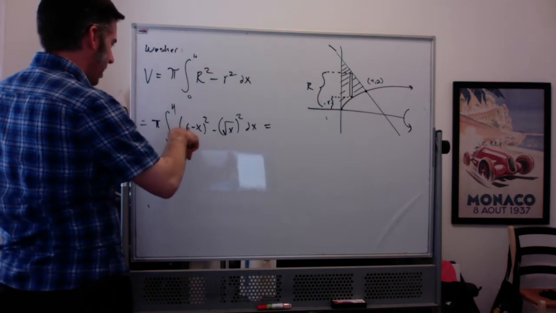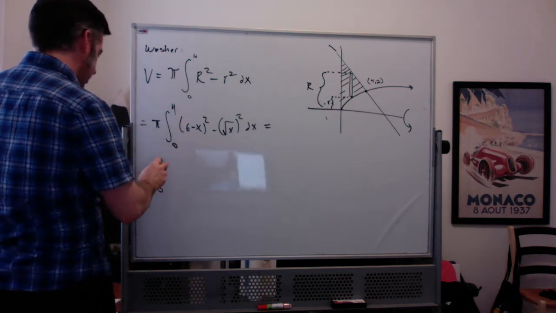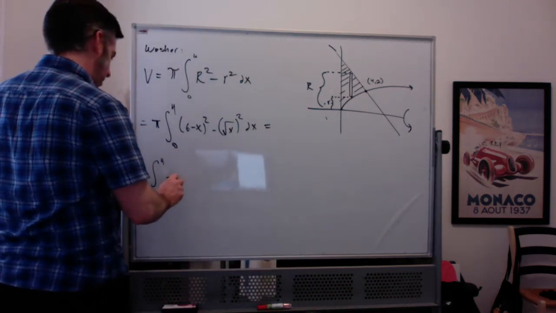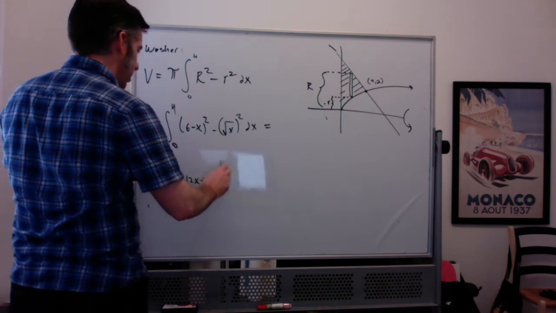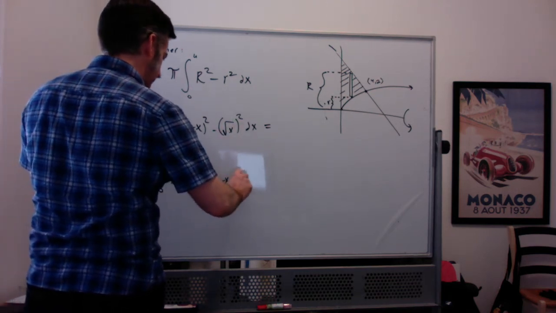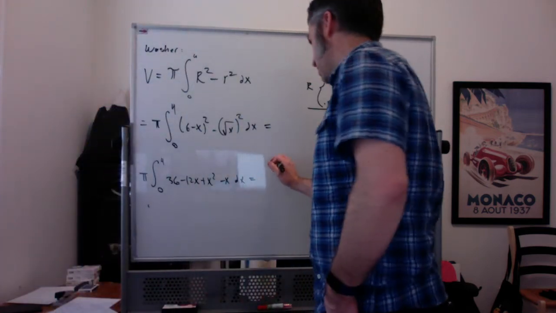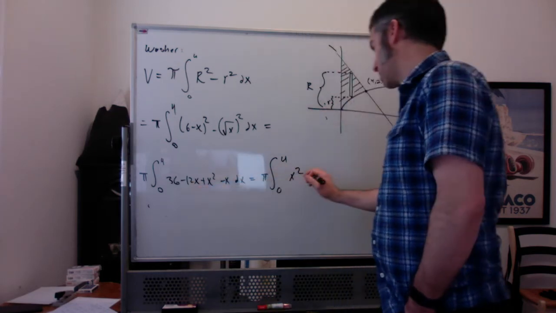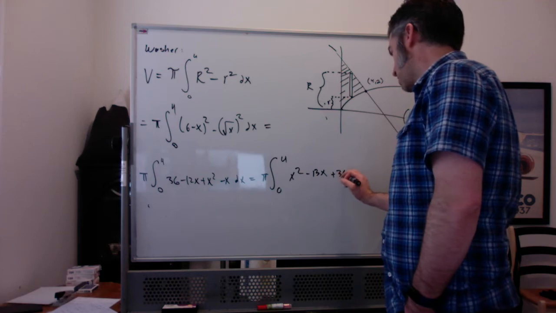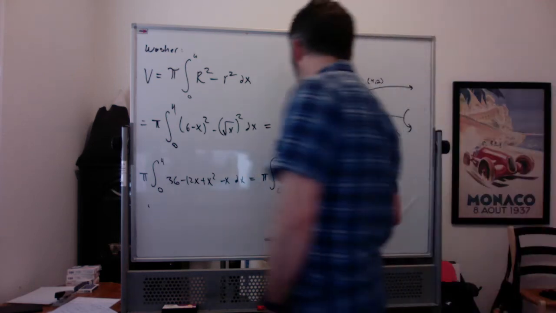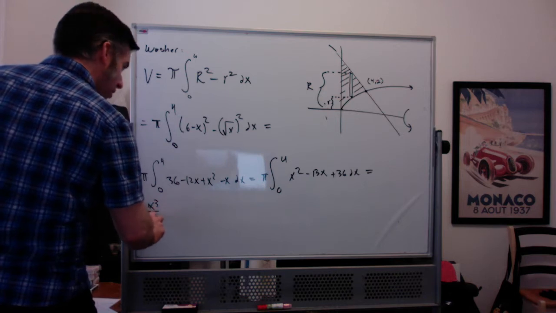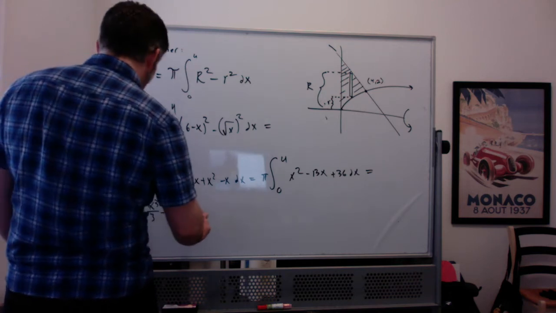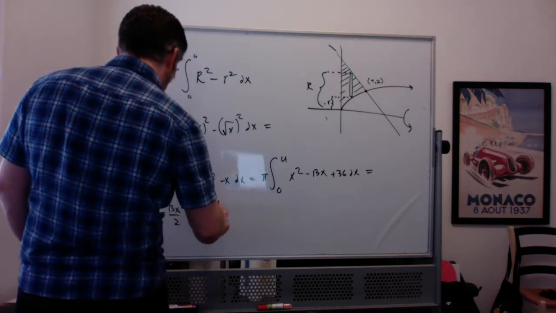So, multiply this out. You get 36 minus 12x, is where we get the 12, plus x squared, and the minus square root of x squared is minus x dx. I'm going to simplify this just a tiny bit. It's pi times the integral from 0 to 4 of x squared minus 13x plus 36. Anti-differentiate. You get x cubed over 3 minus 13x squared over 2 plus 36x. That seems terrible, from 0 to 4.